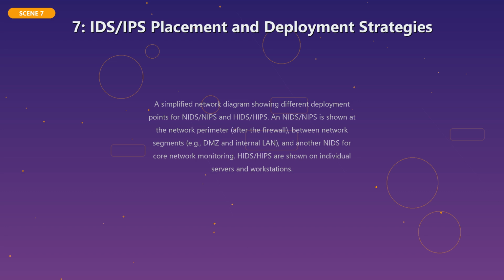2. Between network segments, e.g., DMZ to internal LAN. Placing NIDS/NIPS between your demilitarized zone, DMZ, where public-facing servers reside, and your internal network is vital. This acts as a protective barrier, preventing potential compromises of DMZ servers from spreading deeper into your sensitive internal network. Similarly, placing them between different internal VLANs or departments can help detect and prevent lateral movement of attackers within your network.